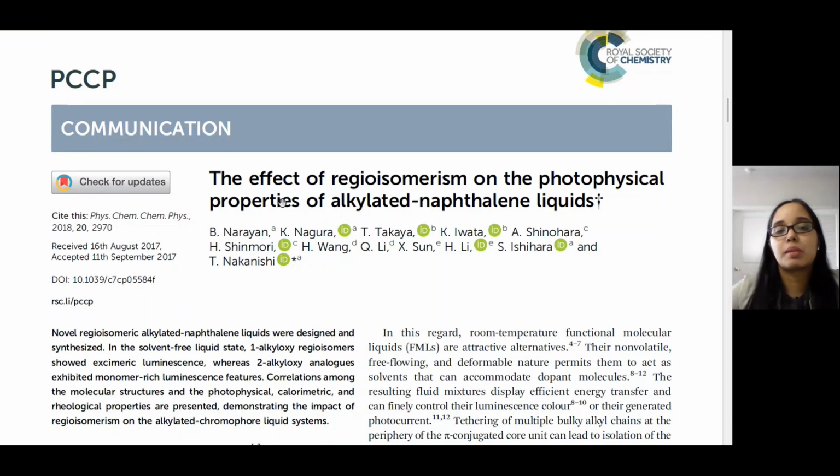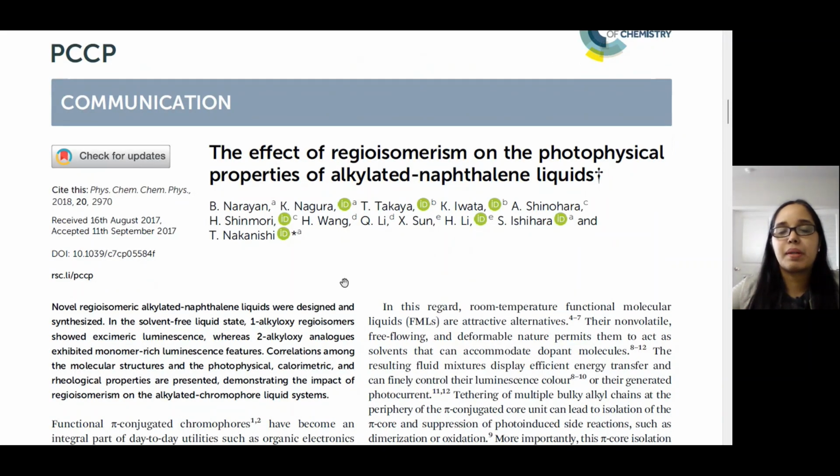So this paper talks about the effect of regioisomerism on naphthalene liquids. So how does regioisomerism affect the photophysical properties of alkylated naphthalene liquids? Now let me tell you the outline of this paper. Usually all papers will have a few parts. First comes the abstract, then comes the introduction, then the results and discussion, and finally the conclusions.